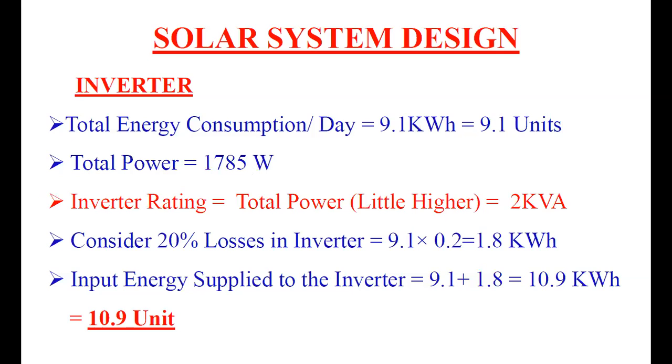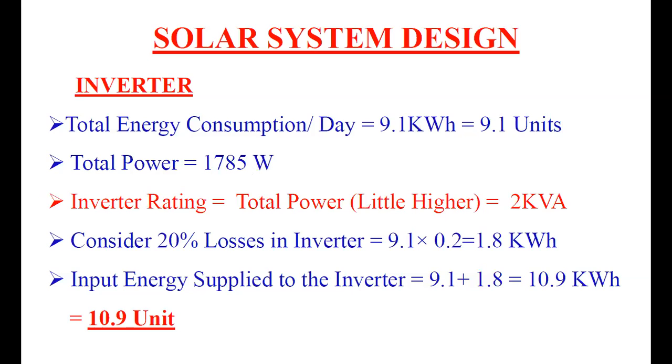So the first one is the selection of the inverter. The total power will be 1785 watts. So we have to select the inverter such that its rating is a little higher than the total power of the appliances connected to the home. So we can select the inverter rating as 2 kVA.